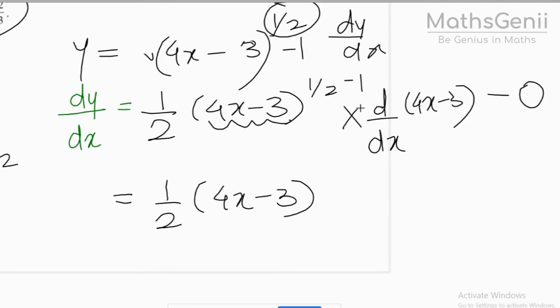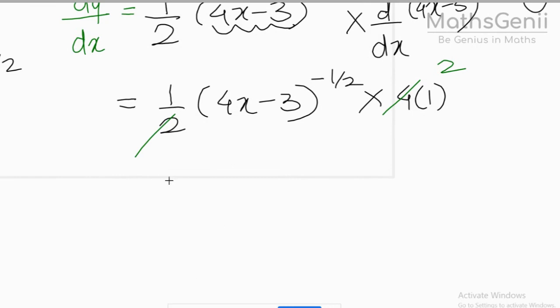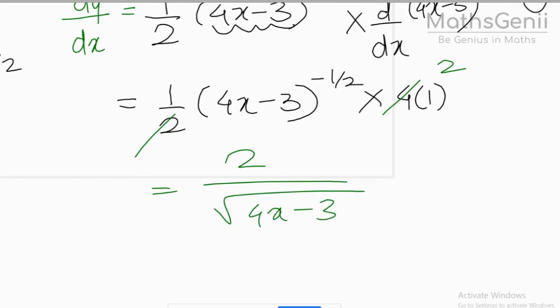Half minus 1 is minus half, into the derivative of 4x, where 4 is a constant and the derivative of x is 1. Minus 3: the derivative of 3 is 0 again, so I'm not writing it. Again, something can be cancelled: 2 ones are 2, 2 twos are. So you have the final output as 2 upon square root of 4x minus 3, because this is minus half. Half means square root, and because it is minus, it goes in the denominator.